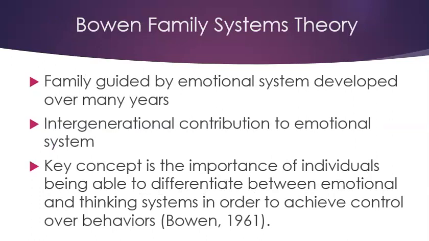Bowen family systems theory, Bowenian theory, postulates that the family is guided by an emotional system that has been developed over many years. There is also intergenerational contributions to this emotional system, which is why looking at a genogram is important. A key concept is the importance of individuals being able to differentiate between emotional and thinking systems in order to achieve control over behaviors.